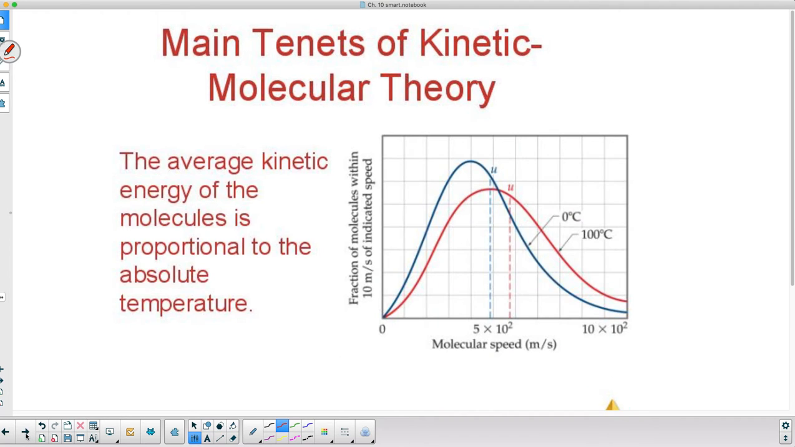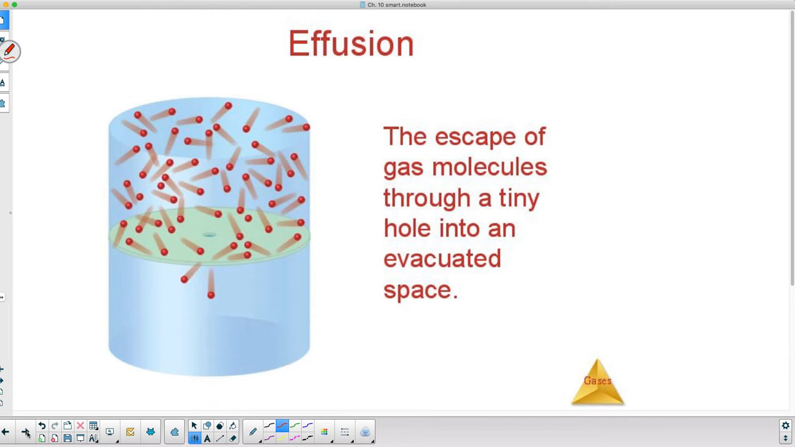Okay, let's keep going. The average kinetic energy of a molecule is proportional to the absolute temperature. The absolute temperature, of course, means Kelvin. That's what it should be reported in, as in 0 Kelvin means a molecule with no speed or no kinetic energy. Okay, good.